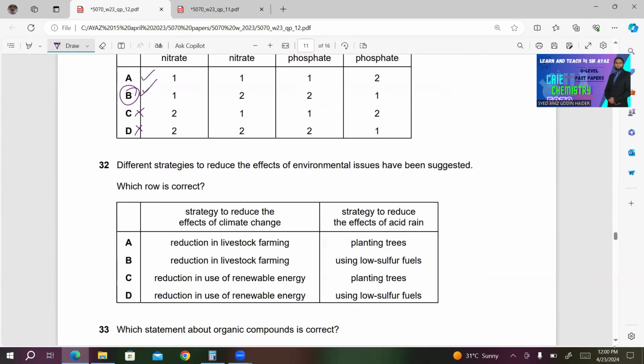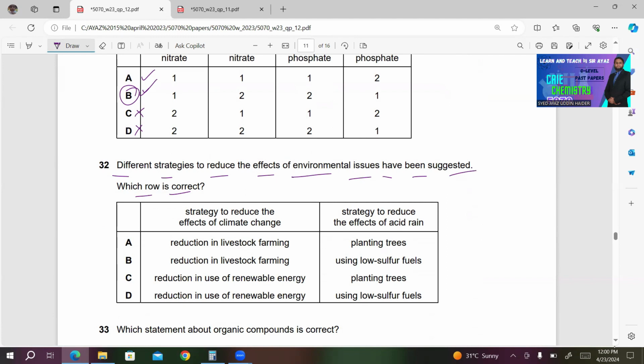32. Different strategies to reduce the effects of environmental issues have been suggested. Which row is correct? Strategy to reduce the effects of climate change. Strategy to reduce the effects of acid rain.